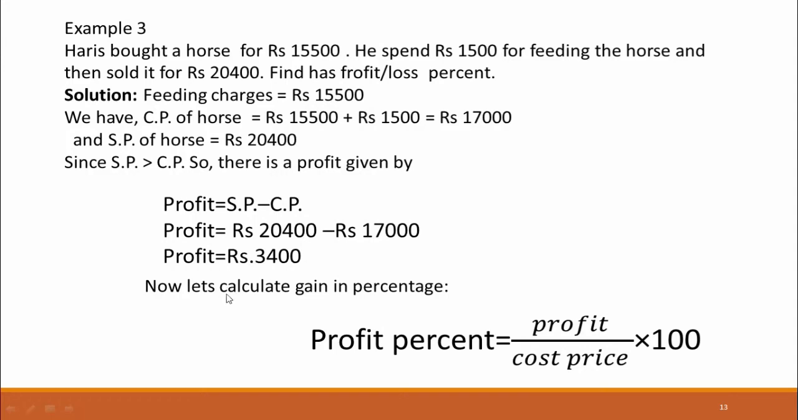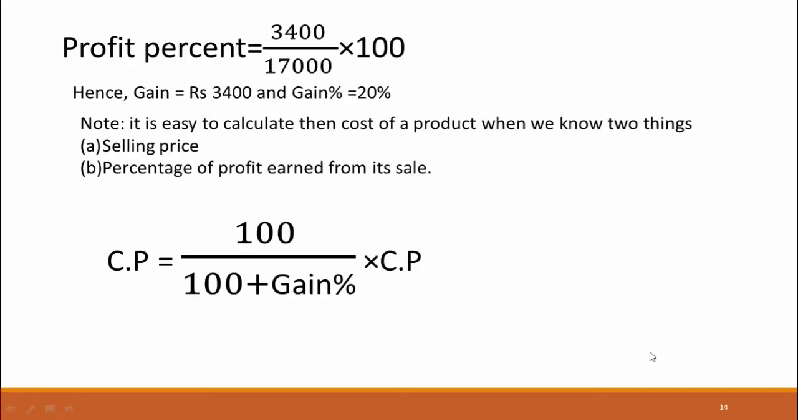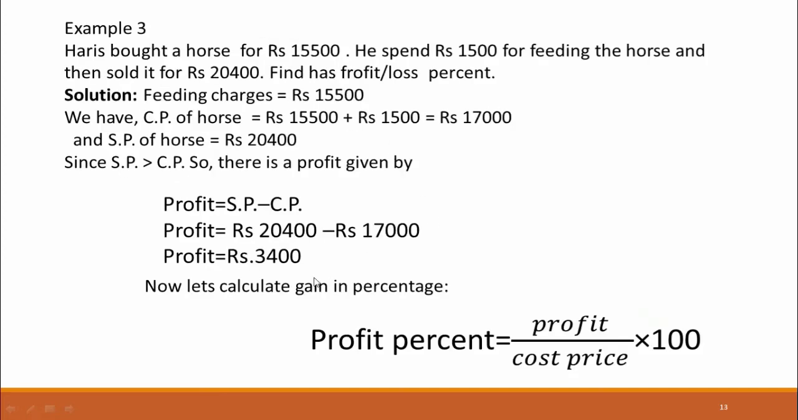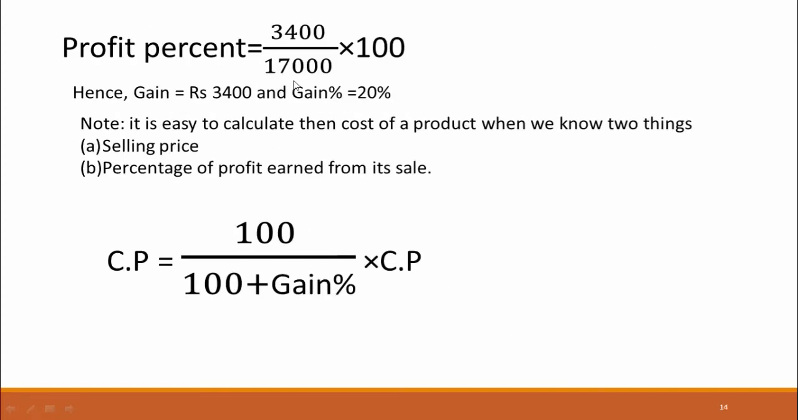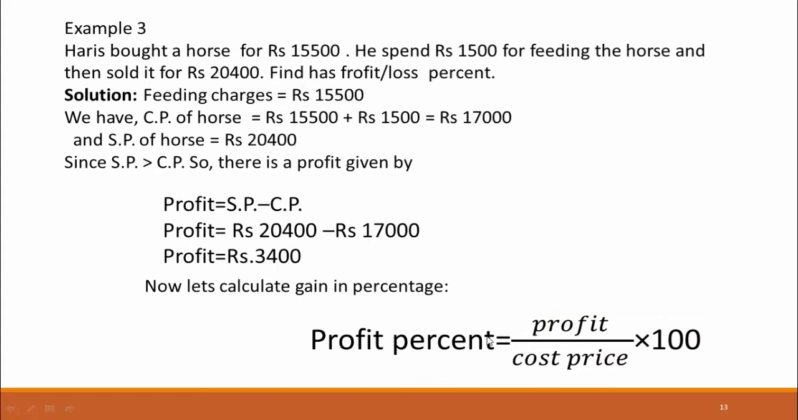So now let's calculate the gain percent. This is the profit. Now to calculate the profit percent: profit divided by cost price multiplied by 100. So profit percent is equal to 3,400 divided by 17,000. 3,400 is the profit, divided by the cost price. The cost price is 17,000.